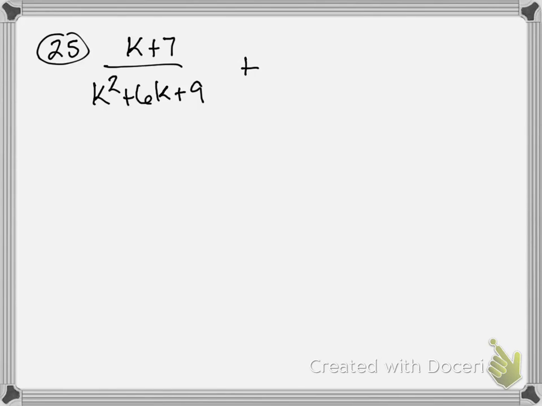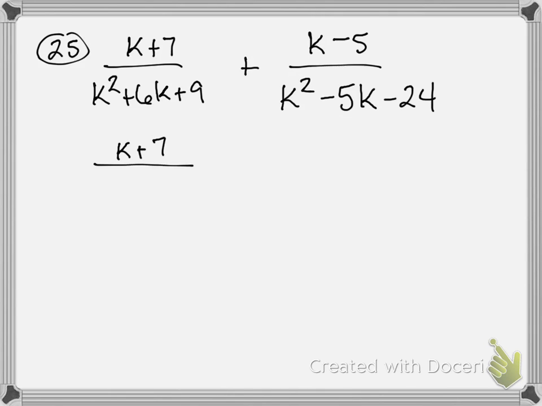Okay, last one, let's look at addition. This is 25. k plus 7 over k squared plus 6k plus 9, plus k minus 5 over k squared minus 5k minus 24. So I need to know what the common denominators are. But first I've got to factor everything. So let me factor the bottoms of these. So that's going to be k plus 7 over k plus 3, k plus 3, because 3 times 3 is 9, and 3 plus 3 is 6.